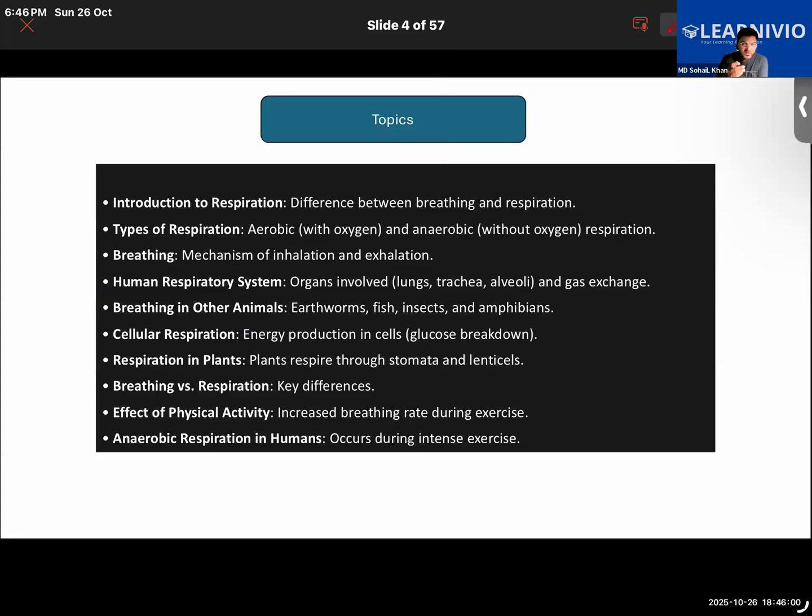The important topics we'll be learning about: what is respiration, and what is breathing, how they are quite different but also interrelated. We'll learn how they are different and how they are related. They are kind of interlinked. Further, what are the types of respiration? One type needs oxygen, like we humans; without oxygen, respiration in our body cannot happen, right? Then we will learn about some organisms which can carry out respiration without oxygen.